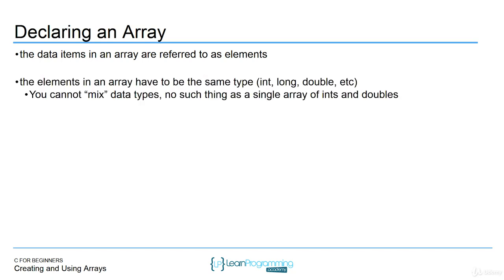And as we mentioned, the elements in the array have to be the same type. You can't mix and match data types. You can't have an array of 5 ints and 5 longs. There's no such thing as a single array of multiple data types.